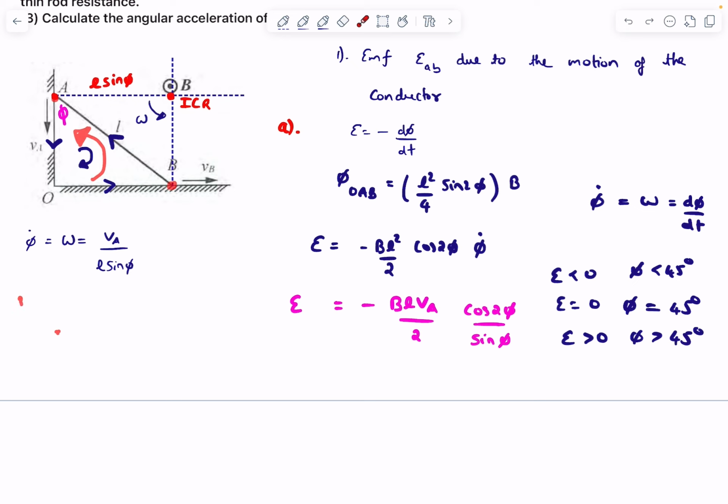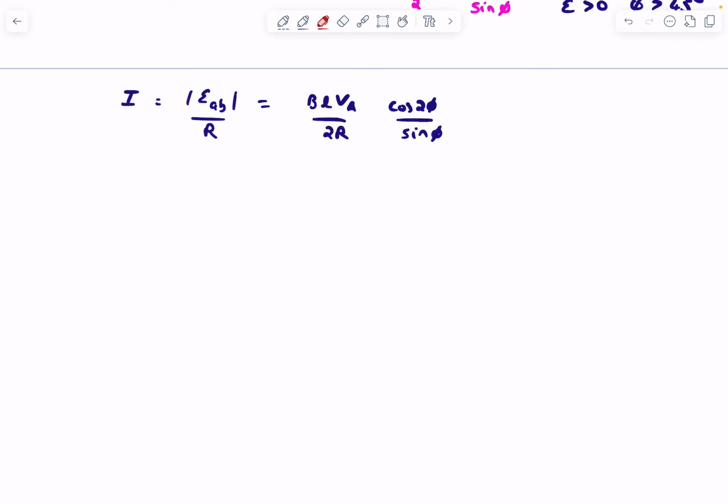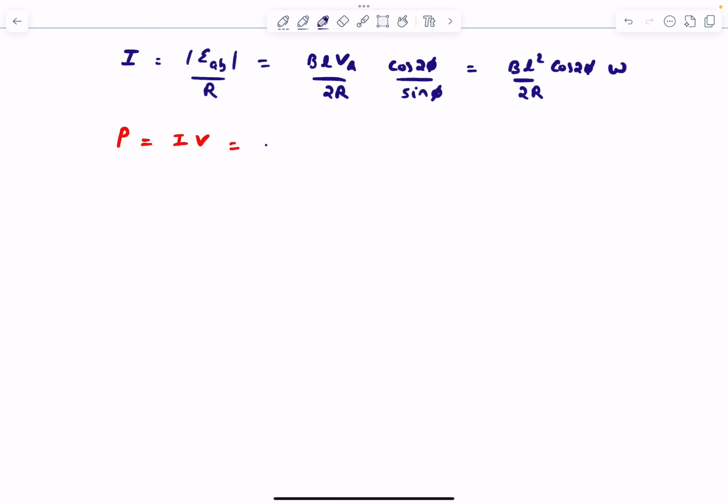So we can easily find the power dissipated across the resistor. The power dissipated would be just the current multiplied by the voltage. Now I'm going to leave the EMF in the form without substituting the omega, because that looks a bit cleaner, right? Okay, so after substitution, we'll get the instantaneous power dissipated across the resistor as this particular expression.